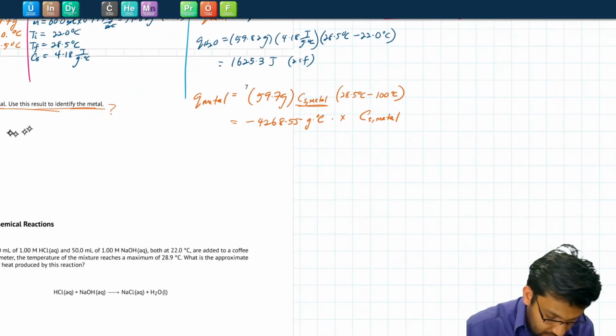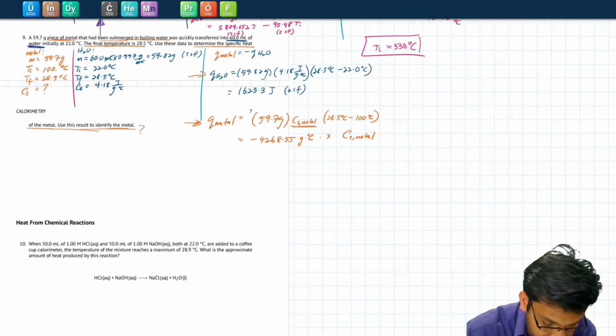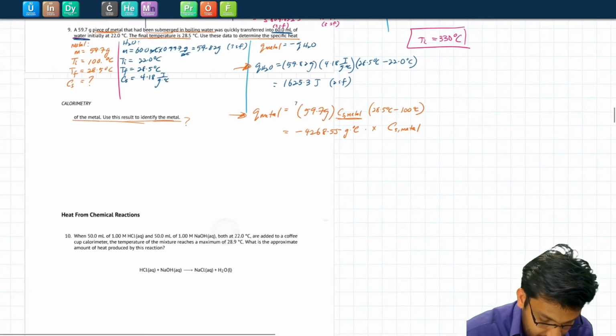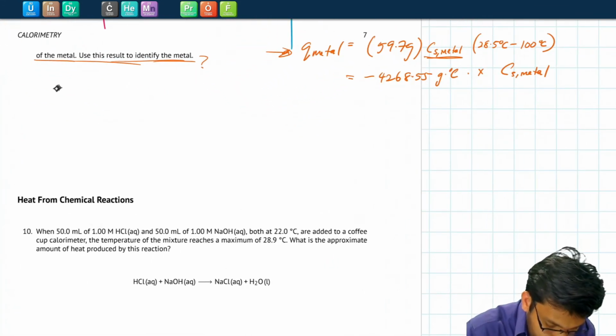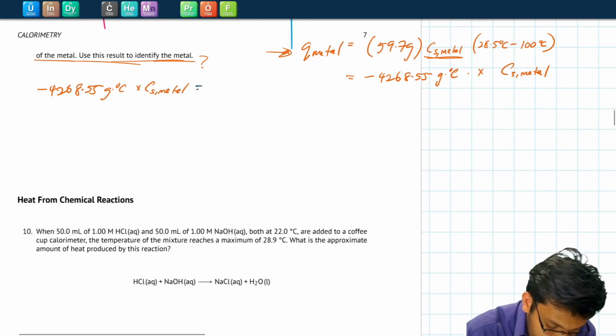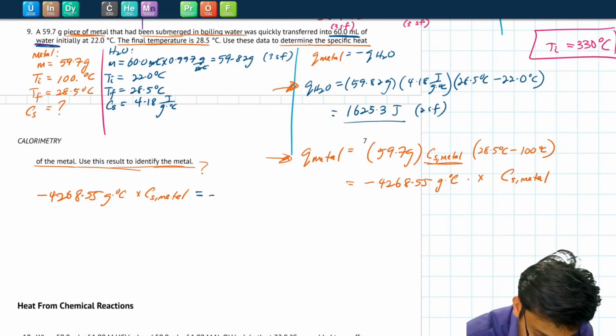Okay, so now that we have some type of expression for the heat from the metal, some type of expression for the heat from the water, let's set them equal to minus each other. So the Q from the metal is minus 4268.55 grams times degree Celsius times the Cs of the metal, and that's equal to negative the heat from the water. The heat from the water is 1625.3 joules, so it'll be negative 1625.3 joules.